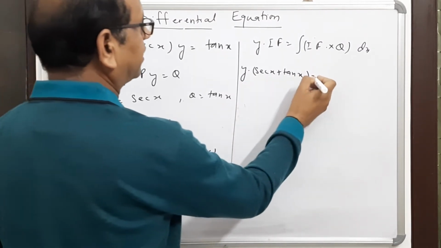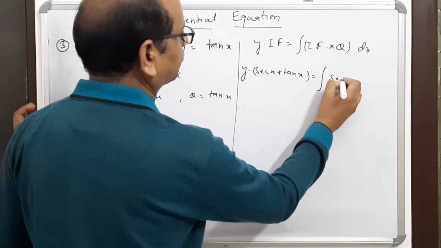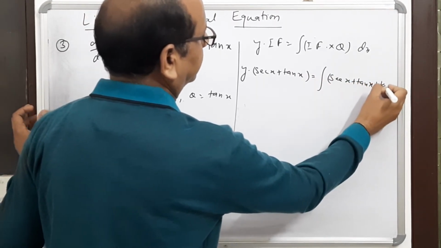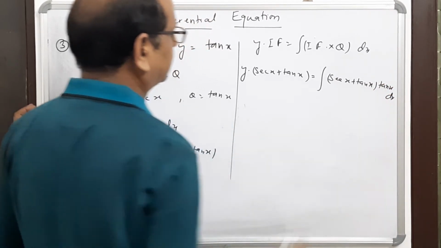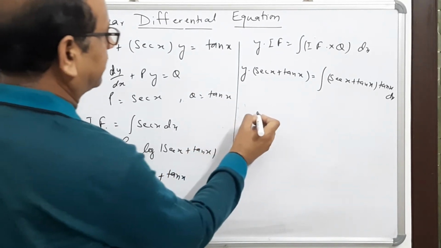And now the integration of IF, which is sec x plus tan x, into tan x dx. So that is the part. Now we will integrate this second part.